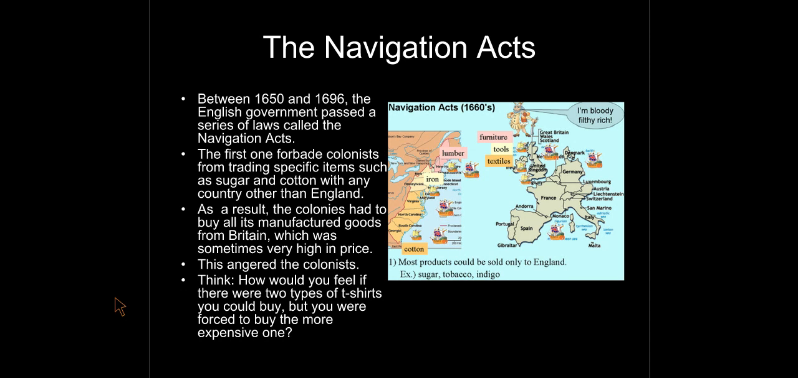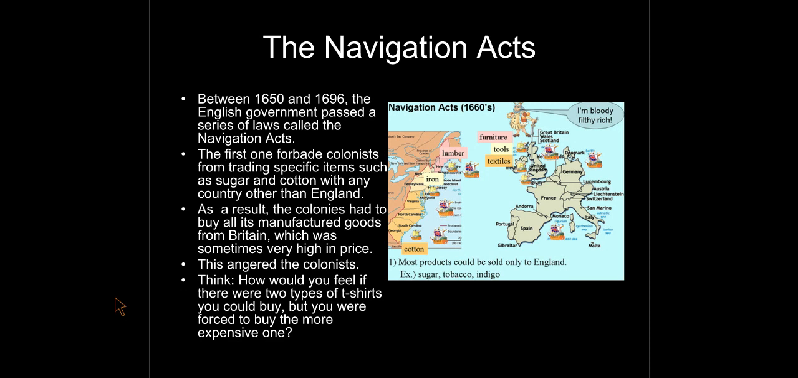As a result of this first Navigation Act, the colonies also had to buy its manufactured goods from Britain. And that was the only country that they could buy manufactured goods from. So what happened was Britain started hiking up its prices for things. And so what happens as a consumer, you don't have choices.